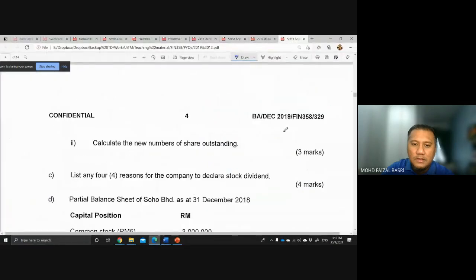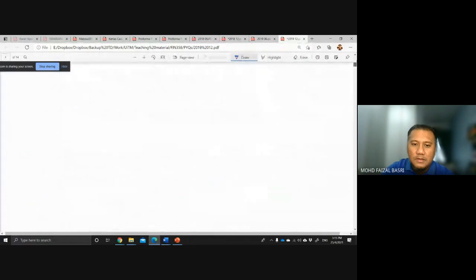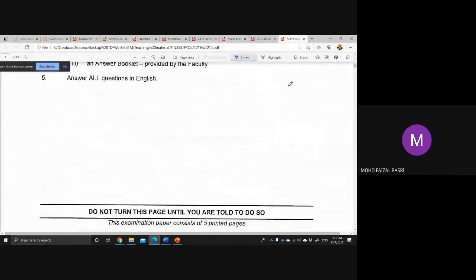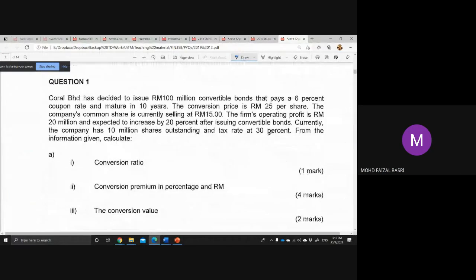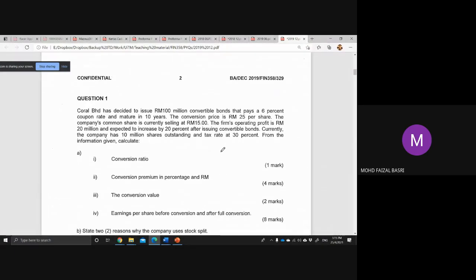We go back to December 2019 dulu lah. Okay, kalau ada masa kita try other question juga. Okay, so for convertible bond is always the first question, always. Okay, so berapa makan? 5, 7, 15 marks for convertible bond.